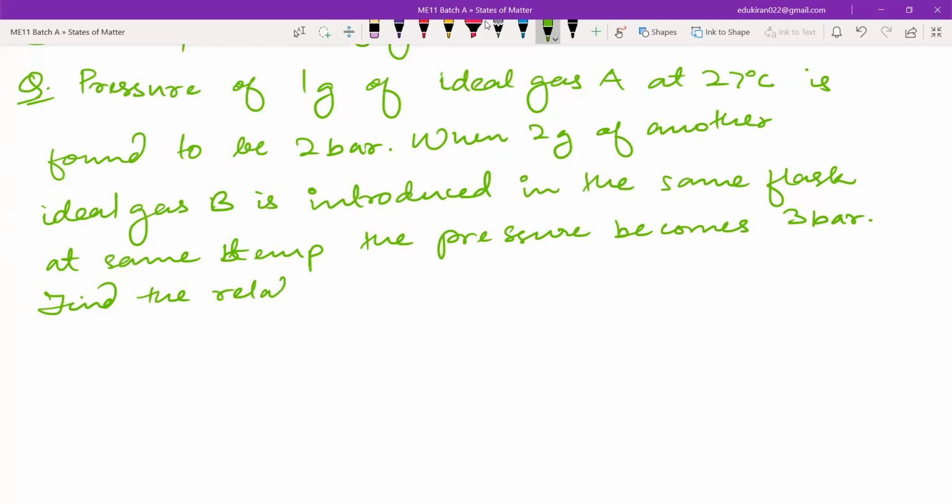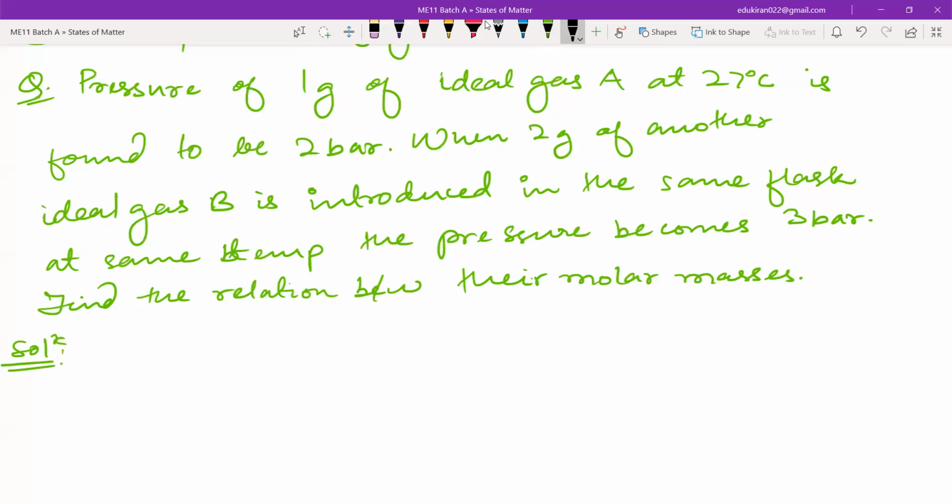Find the relation between their molecular masses, molar masses. Okay. Now let me do this question. Just look at this question. Don't write as of now.